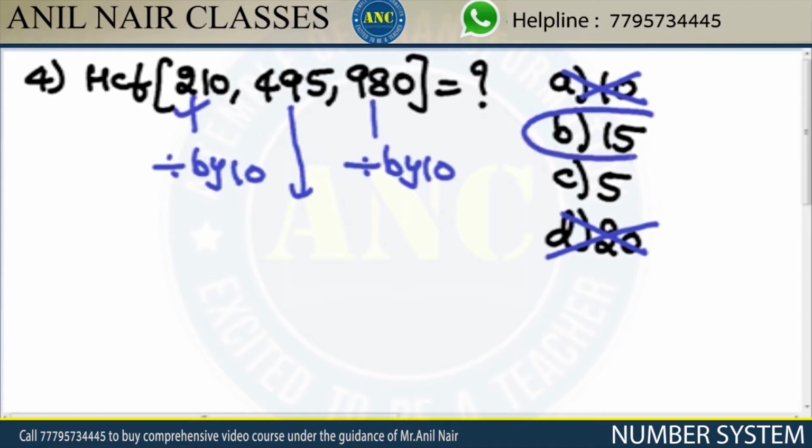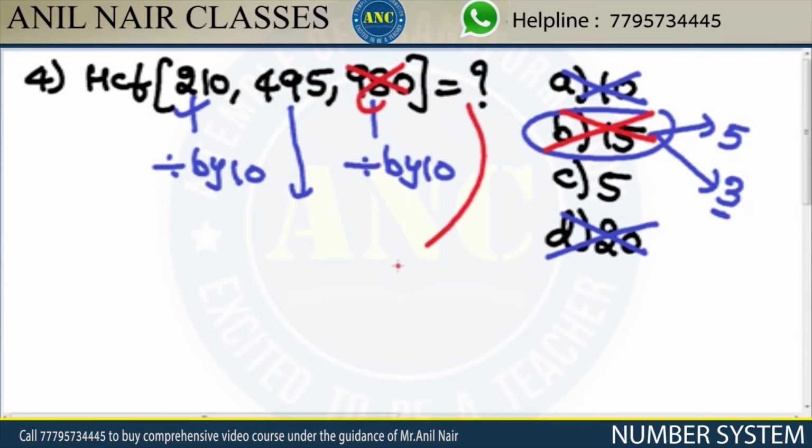Right, 15. For a number to be divisible by 15, it should be divisible by 5 and 3. 5 and 3 means question should have a number whose sum of the digits is divisible by 3. Right? 9 plus 8, 17. 17 is not divisible by 3. So answer is 5.